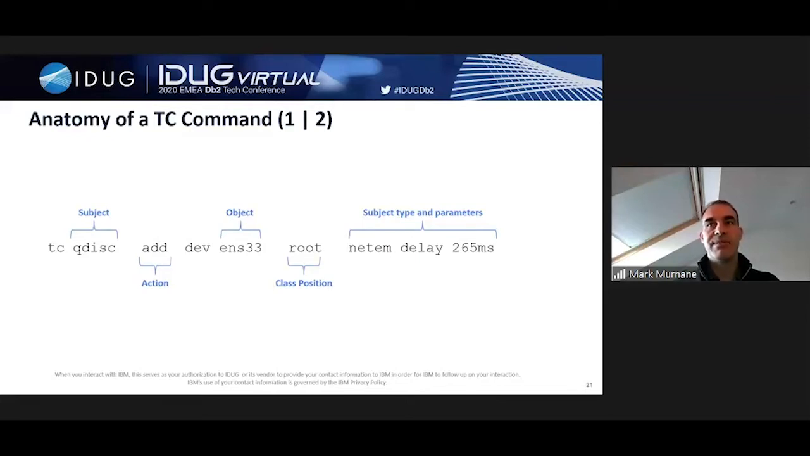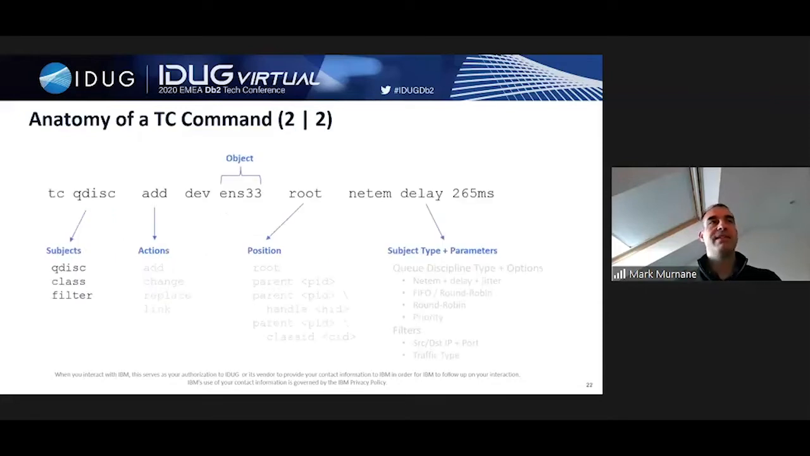The next element is the position in the class hierarchy. Even in a simple configuration, we'll always specify that we're operating at the root of the traffic control structure, as in this example, or we specify where in the tree we want to build. Finally, we specify the effect that we want, and generally this is another QDisk and the parameters we want to apply to that QDisk. In this example, we want to apply a NetEM QDisk. We want to delay all packets by 265 milliseconds.